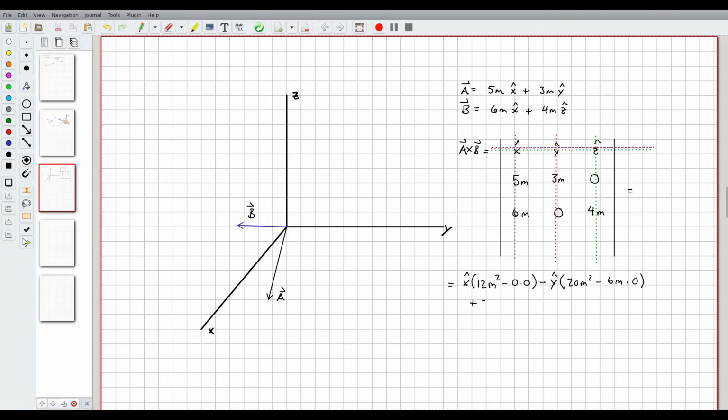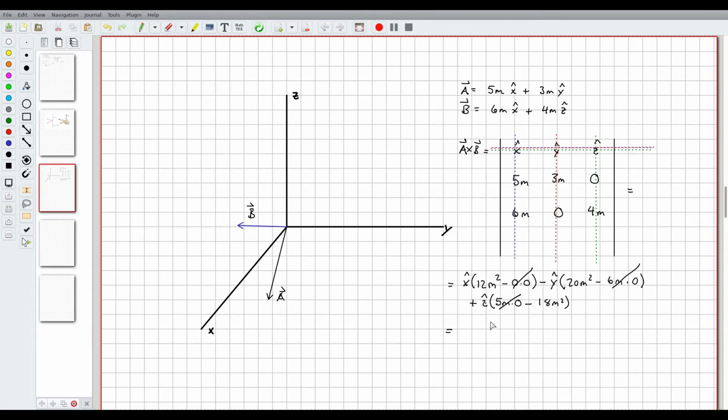You add z, and again, upper left times lower right minus lower left times upper right. Six times 3 is 18. If we look at this and look at where the zeros are operating, this does not contribute, this does not contribute, and this does not contribute.